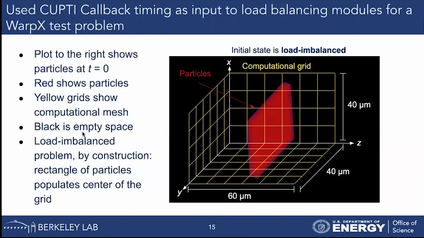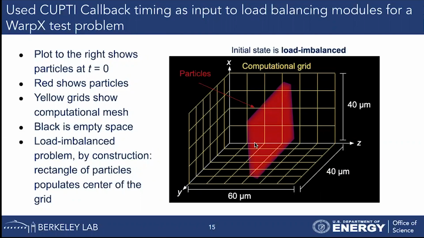Okay, so here is a picture illustrating the very simple test case that we set up in WarpX to test the CUPTI timers and then to test load balancing based on the CUPTI timer. So this is showing the initial setup. This red blob shows electrons and ions, so just particles in the code. The yellow grid is illustrating just the computational mesh. You can see this is by design a very load imbalanced problem. So all these central ranks are going to be doing all of the work, and then all to the left and right of this red blob, the ranks aren't doing anything because there are no particles there.